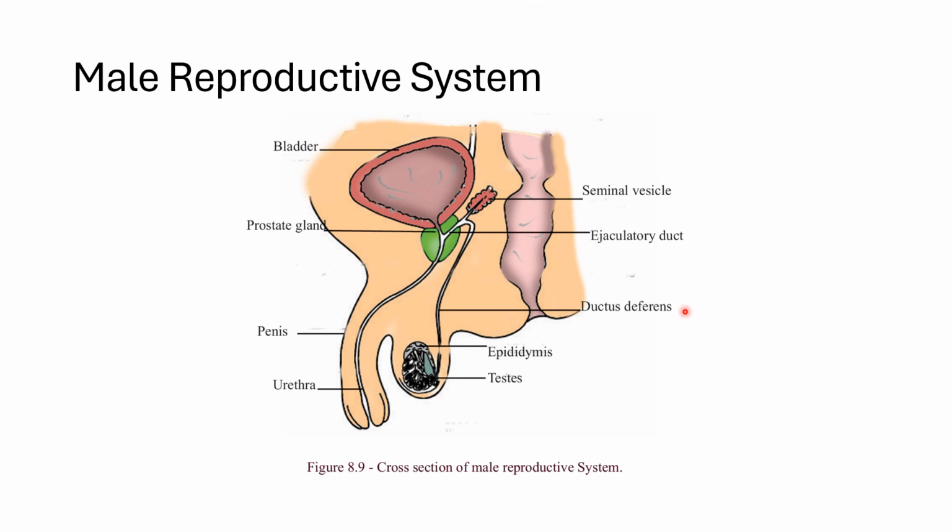And in this figure, you can see a cross-section of the male reproductive system, and let's have a look at the parts of it. So here you have the seminal vesicle, then there's the ejaculatory duct, the green colored one is the prostate gland, this is the ductus deferens, this is epididymis, and this is the testis, the penis, and inside it you can see the urethra. So we'll be talking about each of these parts in the next few slides.